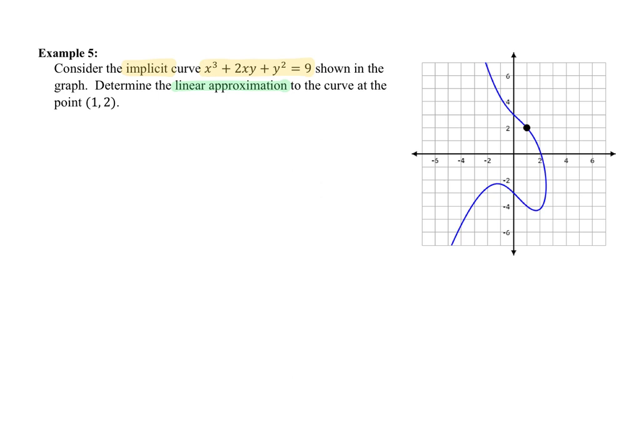So first off, it's important to remember what a linear approximation is. Remember, a linear approximation is just a tangent line equation. So we essentially just need to write the equation for the tangent line.